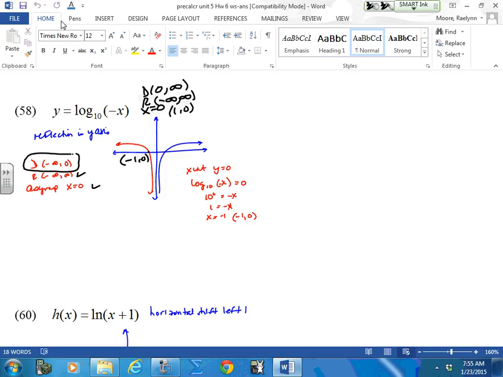Solving your intercept algebraically, when y is 0, flip it to an exponential equation. 10 to the 0, which is 1, is equal to negative x. Divide through by a negative 1, so therefore there's your intercept at (1, 0).